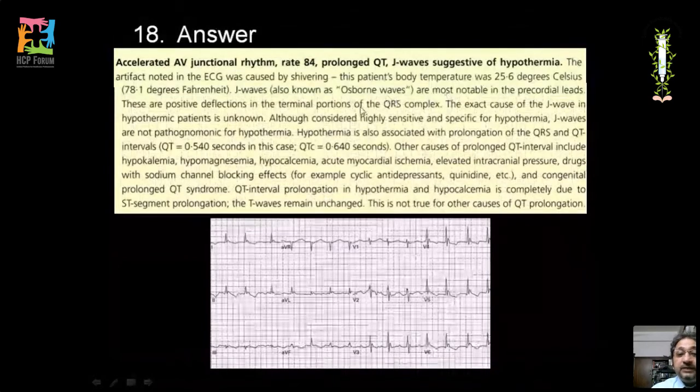The exact cause of the J wave in hypothermic patient is unknown, but they are highly sensitive and specific for hypothermia. With this, you can get an associated prolongation of the QRS and the QT intervals. So here the QRS and the QT intervals are also prolonged. So whenever you get J waves with prolongation of the QRS and QT, always the diagnosis will be hypothermia, but you have to rule out other causes of prolonged QT interval like hypokalemia, hypomagnesemia, hypocalcemia, acute myocardial ischemia, elevated intracranial pressure, and drugs with sodium channel blocking effects like tricyclic antidepressants and congenital prolonged QT syndrome.